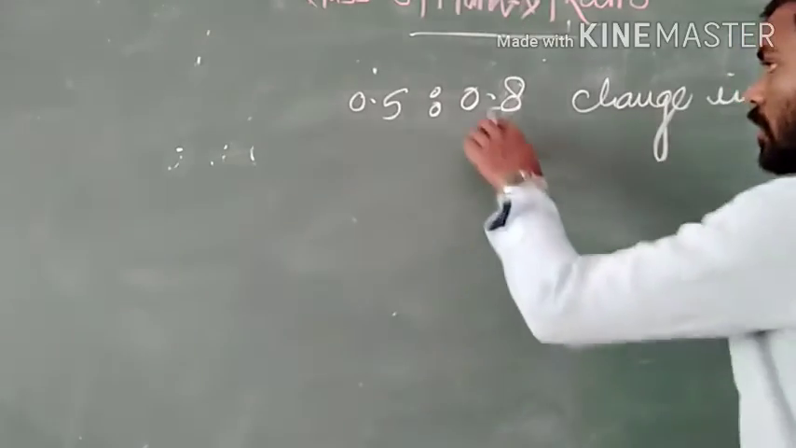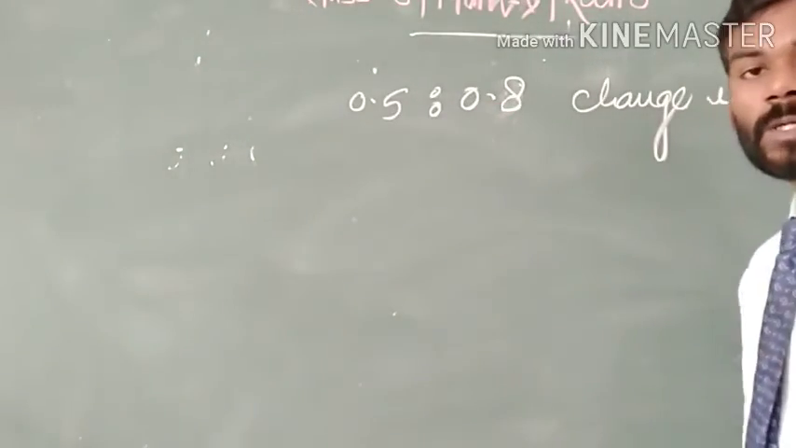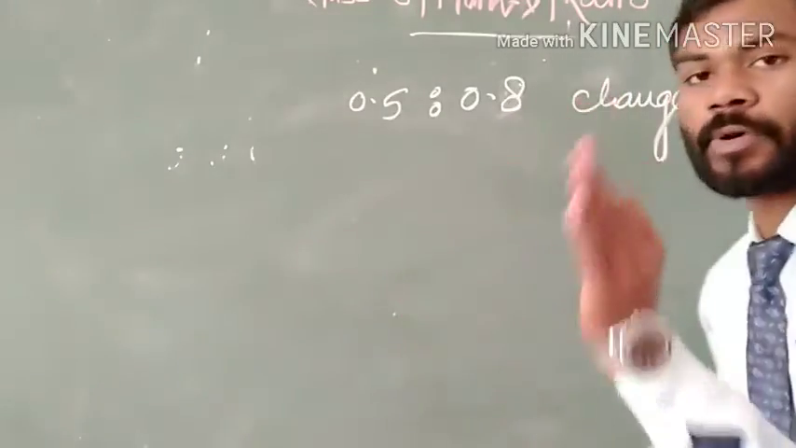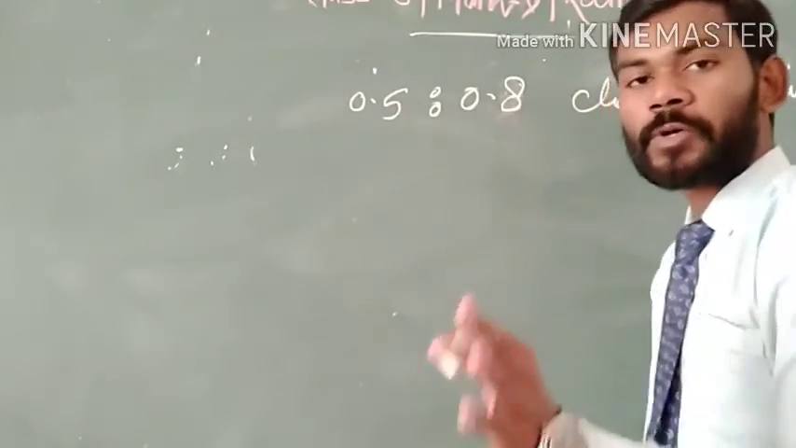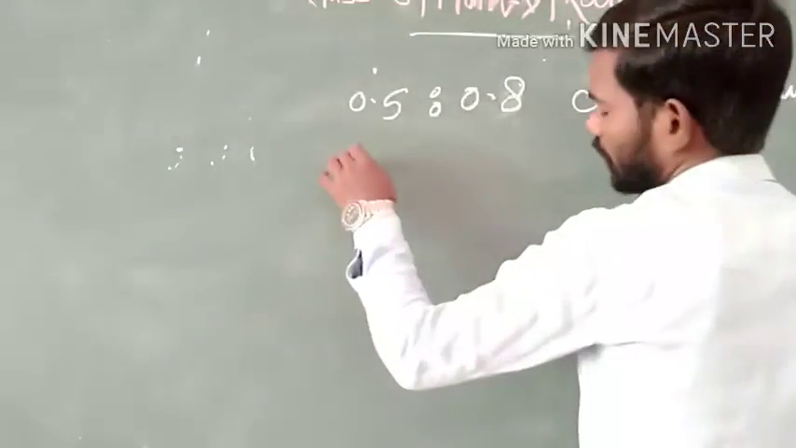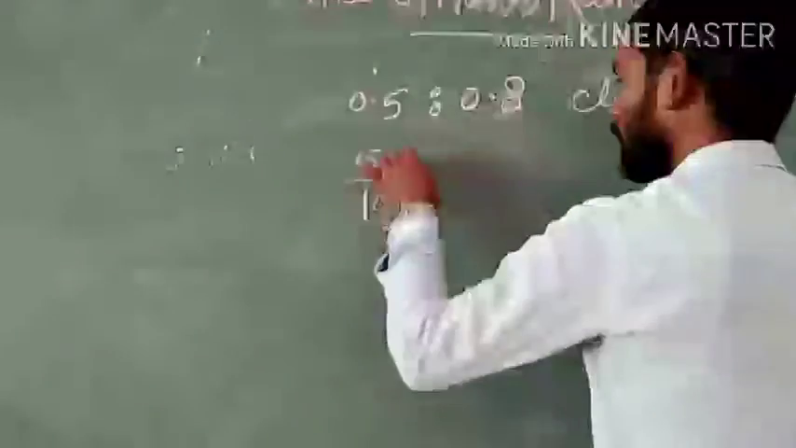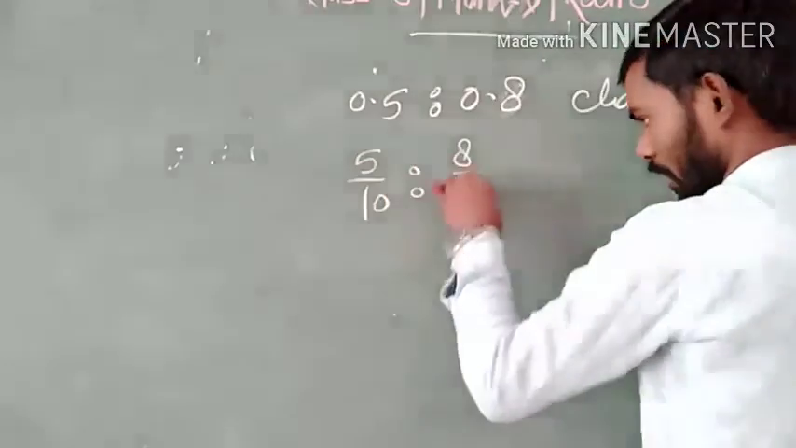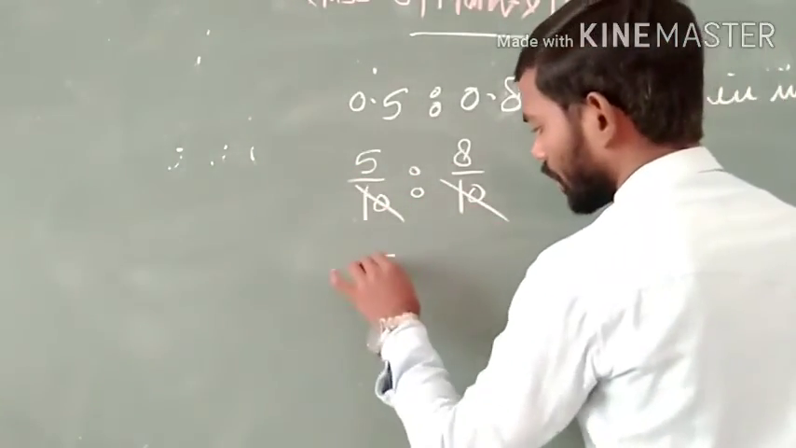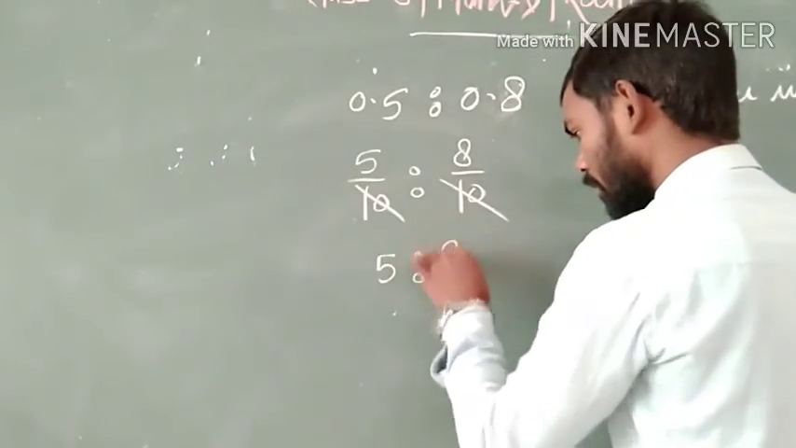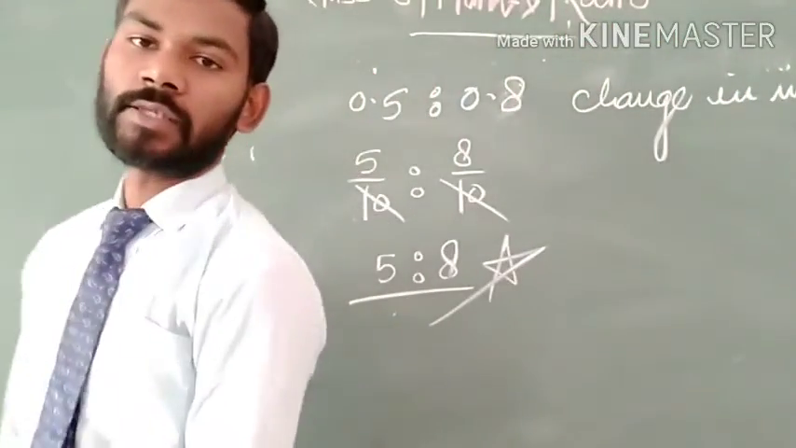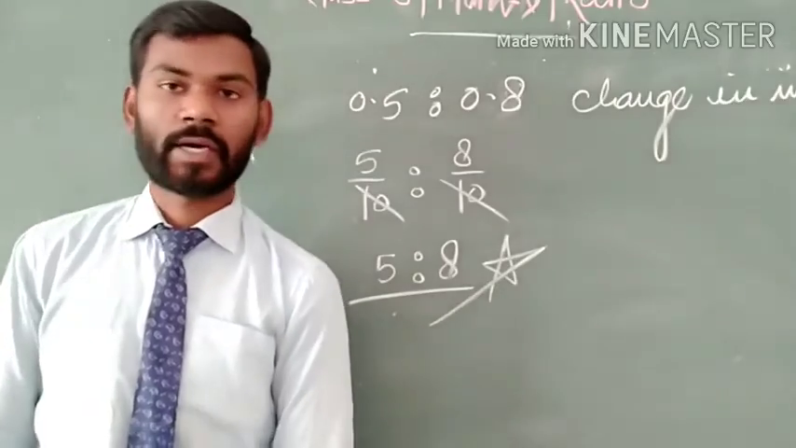Okay. Since in both terms the places of decimal are the same, meaning the number of digits on the right side of the decimal are the same, it can be written as 5 upon 10 ratio 8 upon 10, and from both sides 10 cancels out and we get 5 upon 8. Therefore 5 ratio 8 is the right answer.